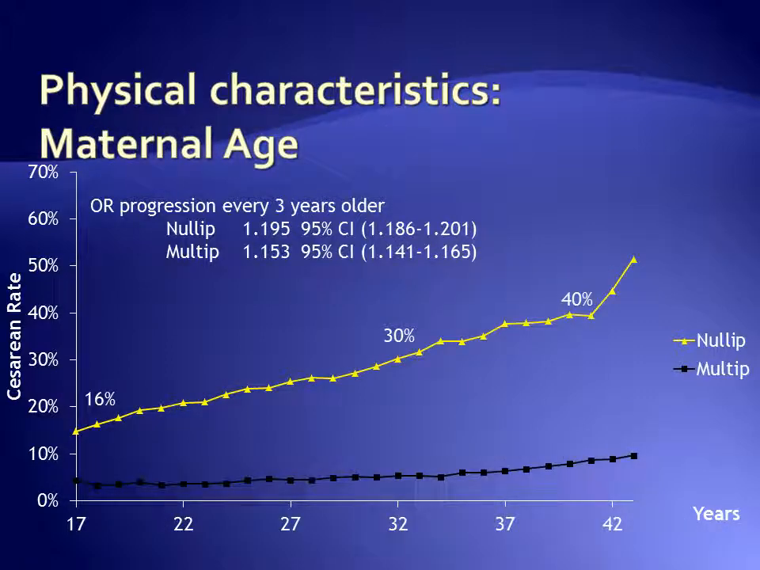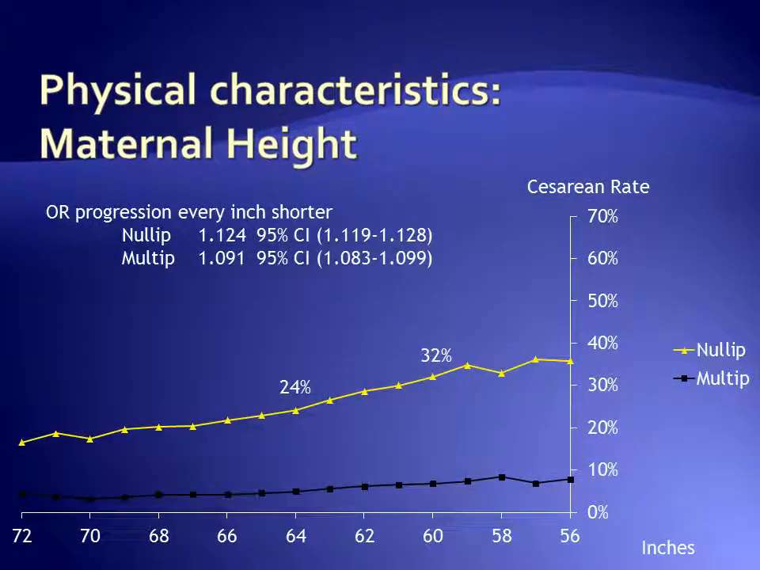Maternal age is next. Note that only 16% of the 18-year-old first-time mothers had a cesarean birth, whereas that number increased to 30% for our 32-year-olds and becomes 40% by age 40. Next, we have maternal height. 24% of first-time mothers who were 5 foot 4 inches tall had a cesarean birth, whereas being 4 inches shorter increased that percentage to 32%.